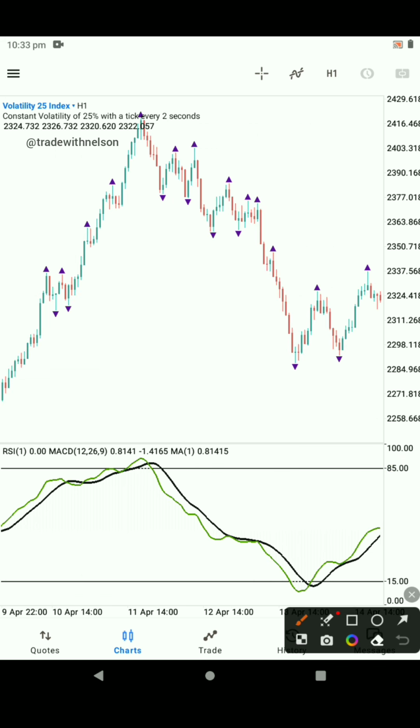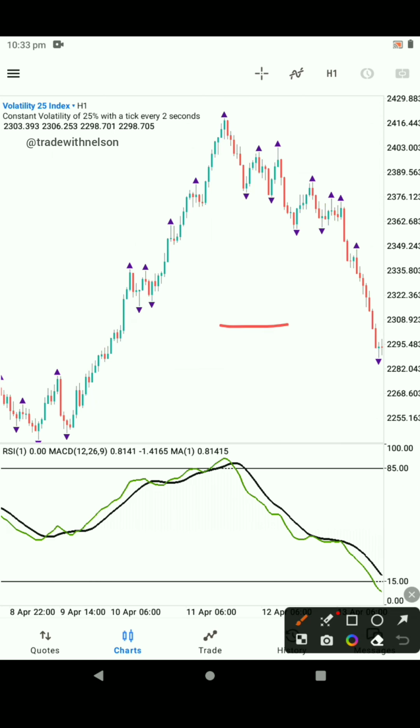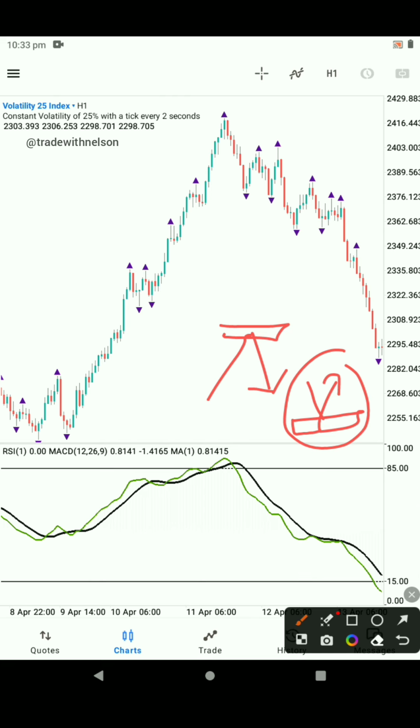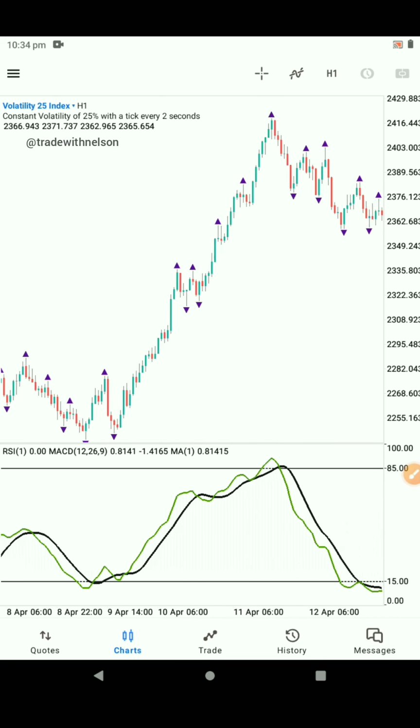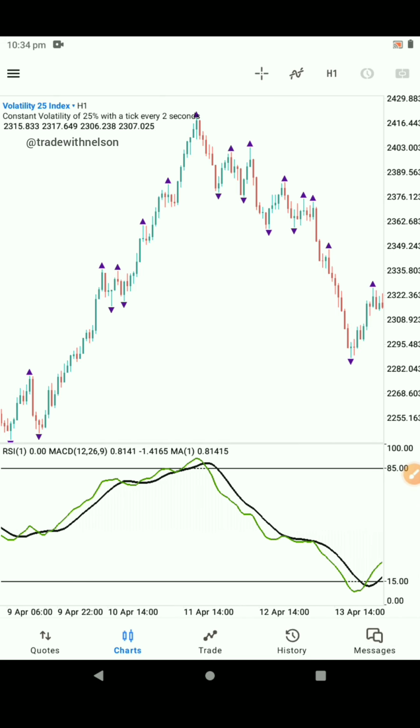I have just 4 indicators on my chart: the fractals, MACD, the moving average, and RSI. The RSI shows the 85 level and the 15 level. The 85 level is the resistance level and the 15 is the support level. So we know that the support level sends price to the upside and the resistance level sends price to the downside. We're also combining this idea with our analysis to get a more perfect entry.